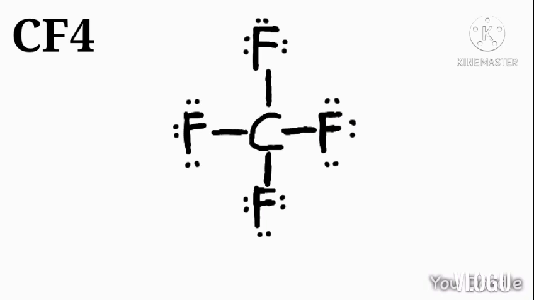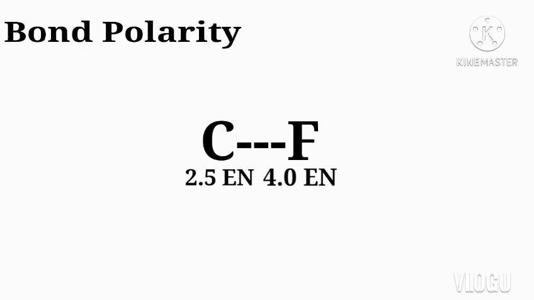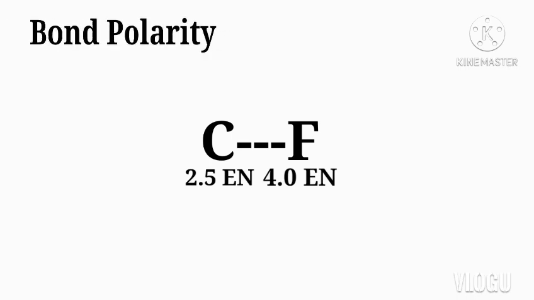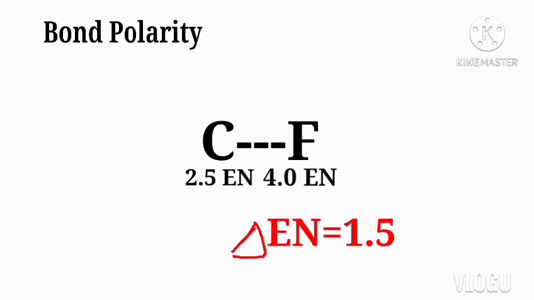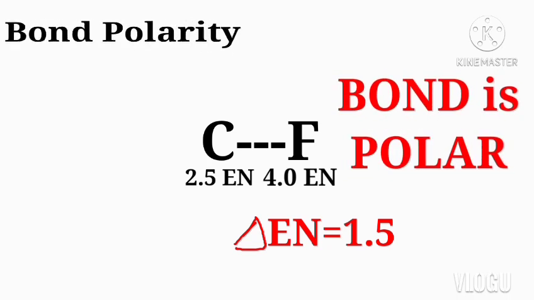Another example is the carbon tetrafluoride. But before we get to the polarity of the compound, let us first check the polarity of the bond. Carbon has 2.5 electronegativity while fluorine has 4.0 electronegativity. When we subtract these two, we will be able to get an electronegative difference of 1.5. Thus, carbon-fluorine bond is polar.